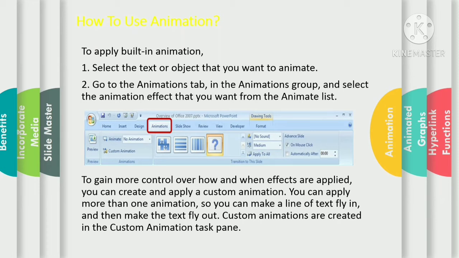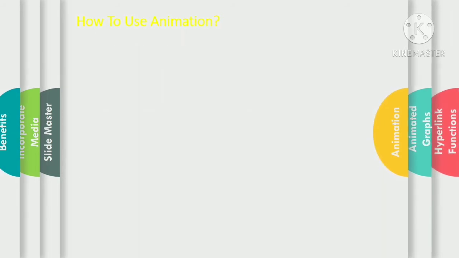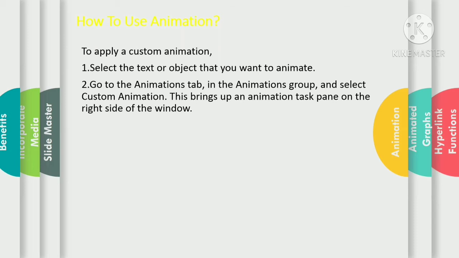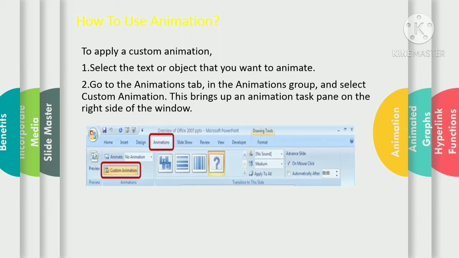I have shown an example just after some slides of animation. I have used more than one animation to help you understand. To apply a custom animation, select the text or object that you want to animate. Go to the animation tab in the animation group and then select custom animation. This brings up an animation task pane on the right side of the window.